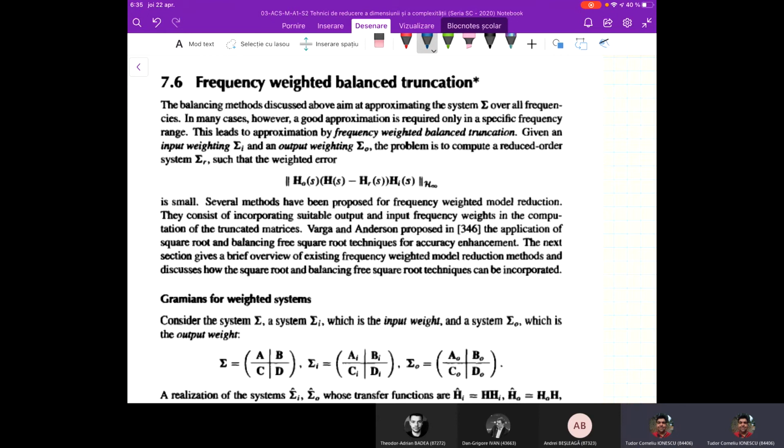In many cases, a good approximation is required only in a specific frequency range. This leads to frequency-weighted balanced truncation. You can have an input weighting and an output weighting. A weight, you know what weight is? Do you know what a weight function is? Do you know?